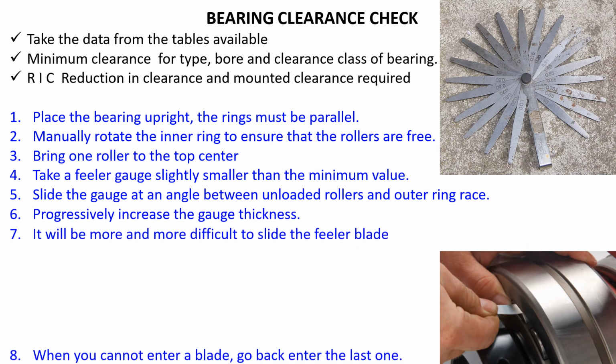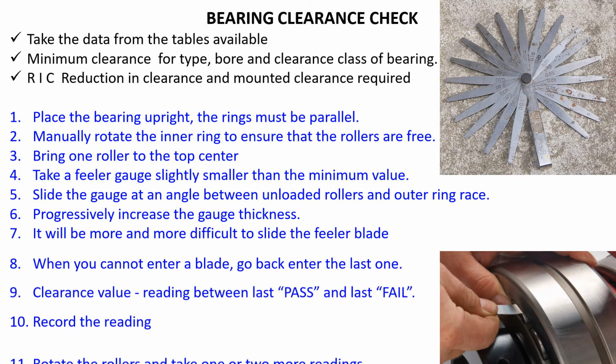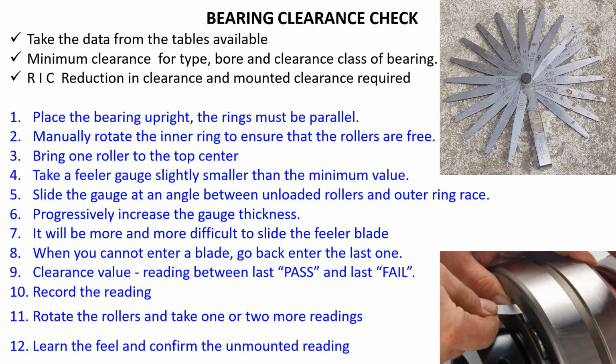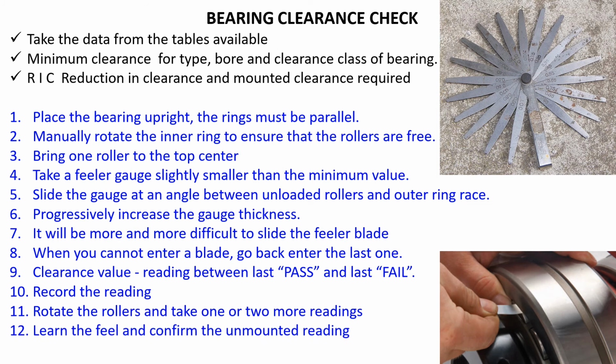Progressively increase the gauge thickness. It will be more and more difficult to slide the feeler blade. When you cannot enter the blade, go back and enter the last one. Clearance value is that reading between the last pass gauge and the last fail gauge. Record the reading. Rotate the rollers and take one or two more readings. Learn the feel and confirm the unmounted clearance.